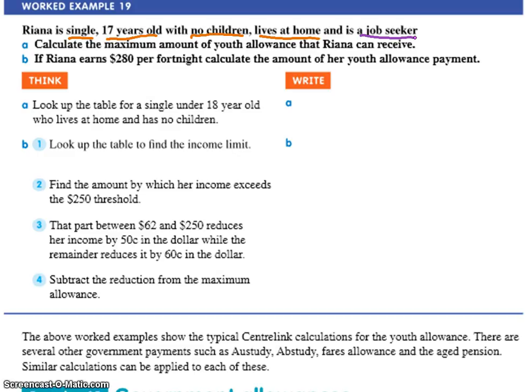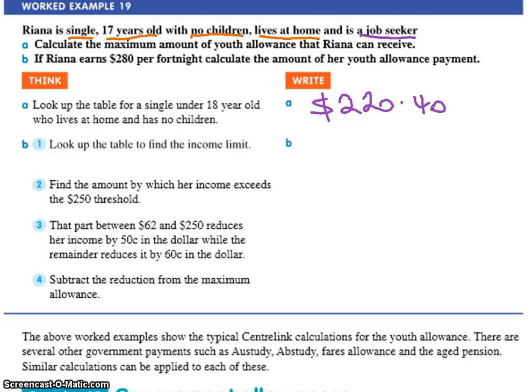So what we're going to do is calculate the maximum amount. So go to that table. 17, single, at home, no kids. It is the 220 and 40 cents. Now that is the absolute maximum she can receive. She's not going to receive that because she earns money. Money, money, money, money.